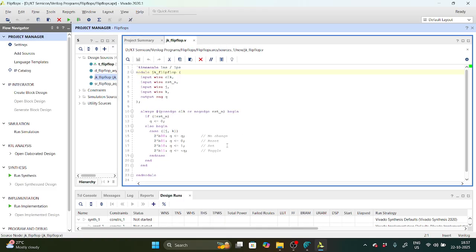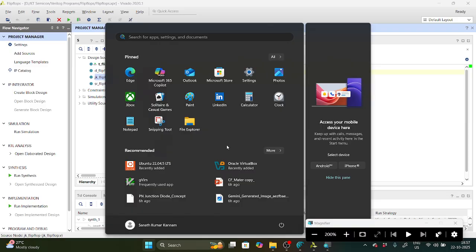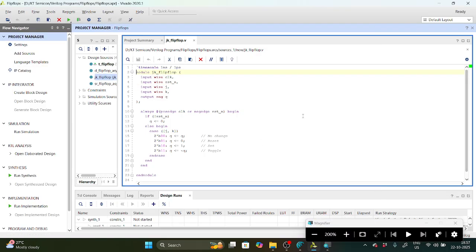If you see, I'm expanding this. Yes, see here, first I'm starting the module and my module name, or identifier, is JK_flip_flop. Whatever the inputs are, I am initializing with the wire data type. What are the inputs? Input wire clock, input wire reset_n, input wire j, input wire k, and output. Here I am using behavioral modeling, that's why I need to initialize the output as reg.